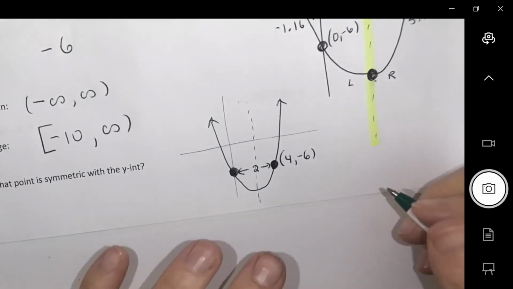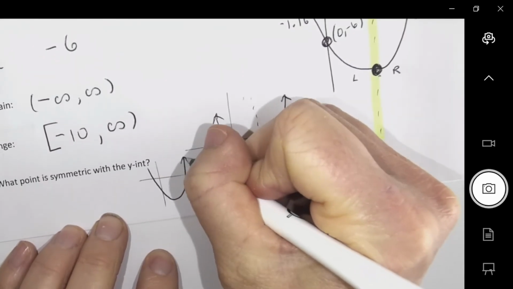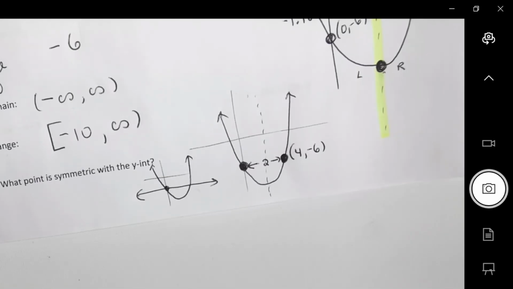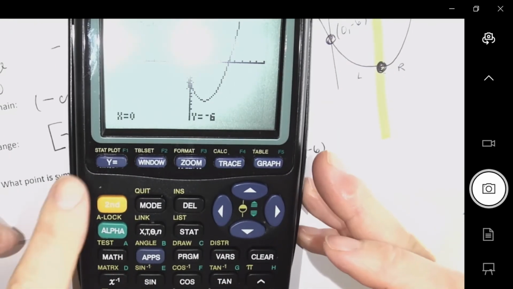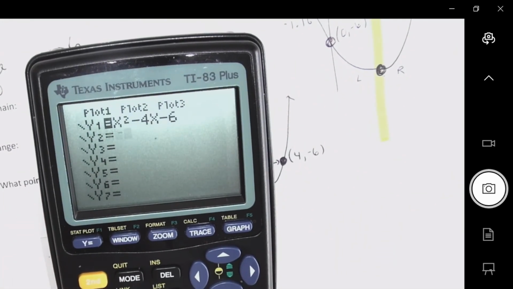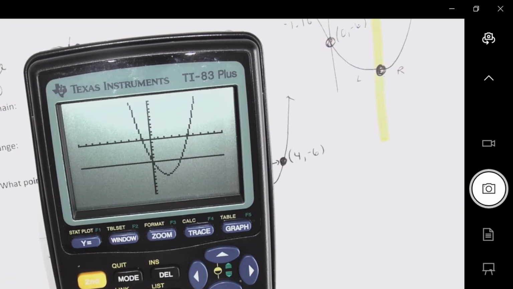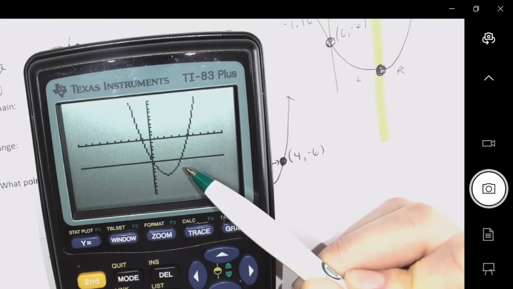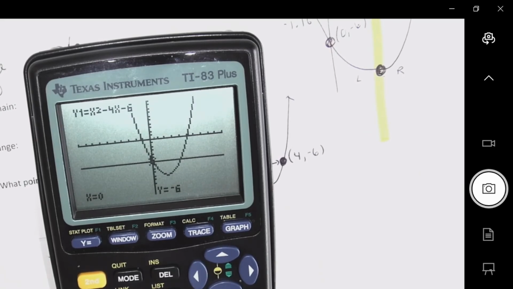Okay, here's the applied way. I'm going to draw a line right at negative 6. How do I draw a line? I go y equals negative 6. Graph. Now I'm going to figure out what this coordinate is, and it's called an intersection. It's two things crossing each other. I'm going to first push trace and just move my mouse closer to that intersection, because there are actually two intersections, but I want the one over there.